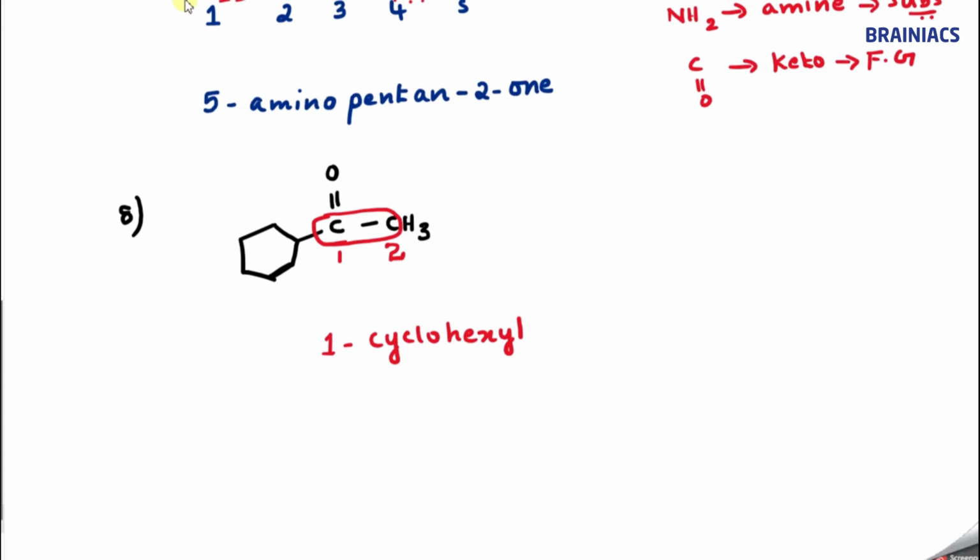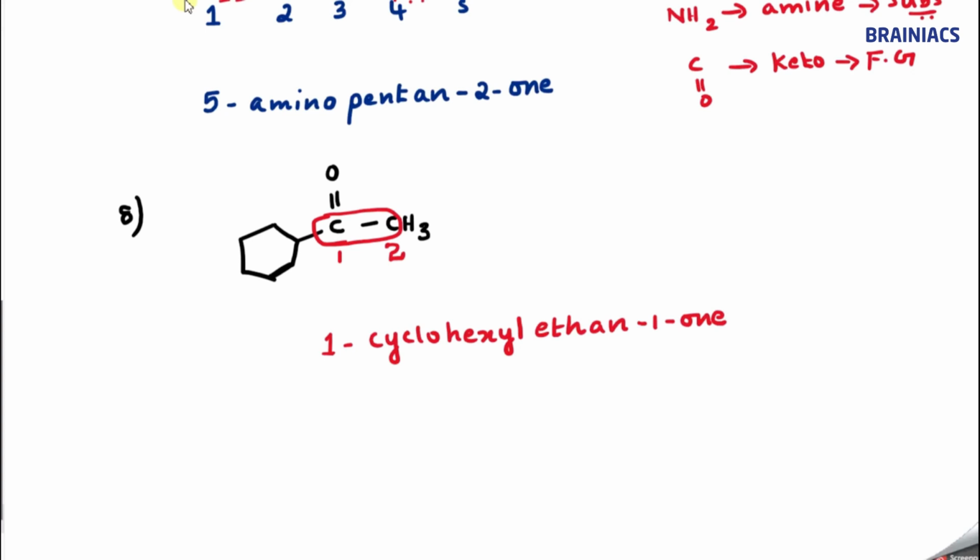Then comes the 1 degree prefix. Since this parent chain is not a cyclo compound, we cannot use the term cyclo here. Then comes the word root. Word root means 2 carbon atoms, so eth, and they are connected through single bond. So we can say ethane, correct? Then at the first position you have the 2 degree suffix "one": ethan-1-one. I can say 1-cyclohexylethanone. Okay, that is the correct answer.